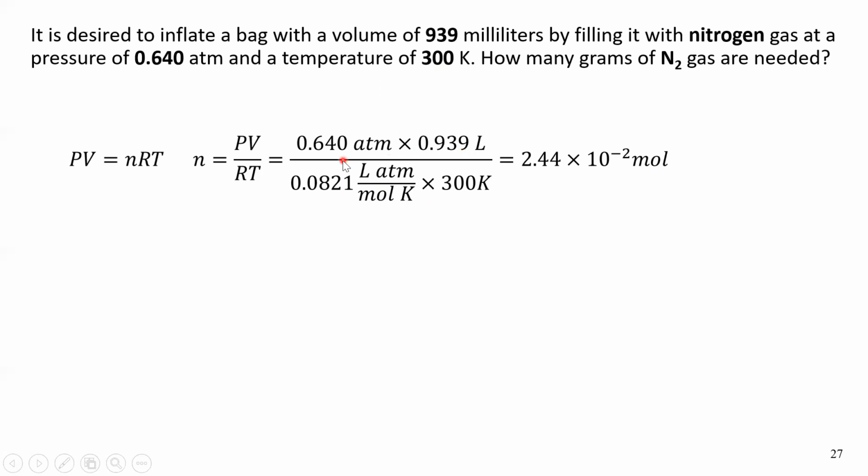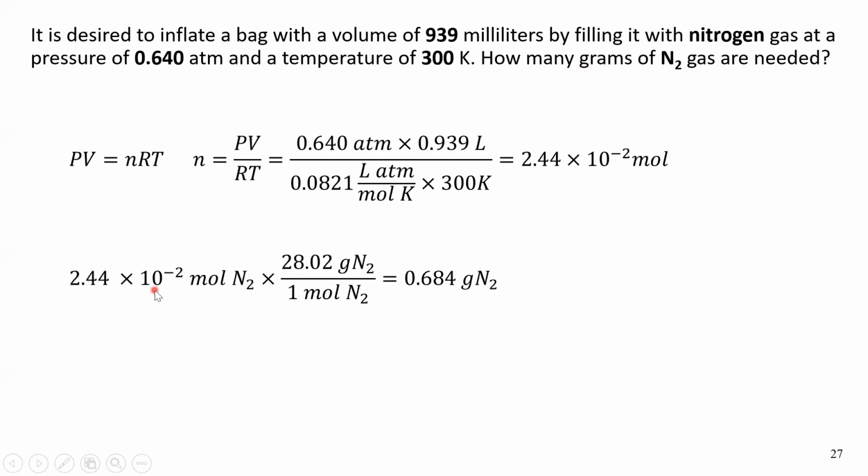We would take 0.640, multiply it by 0.939. Divide it by 0.0821, divide it by 300, and that gives us 2.44 times 10 to the minus 2 moles of nitrogen gas. But the question wanted to know how many grams. So we're just going to do a conversion.